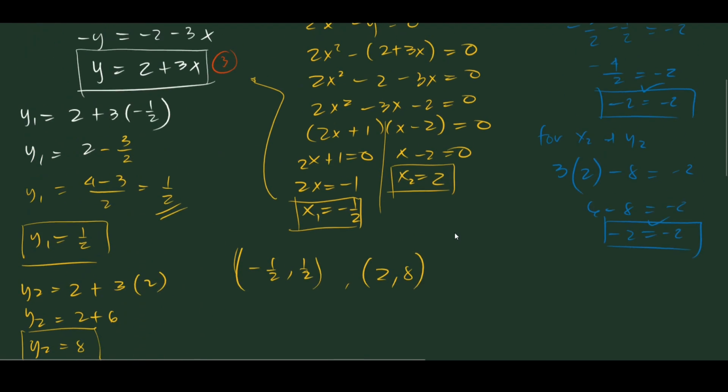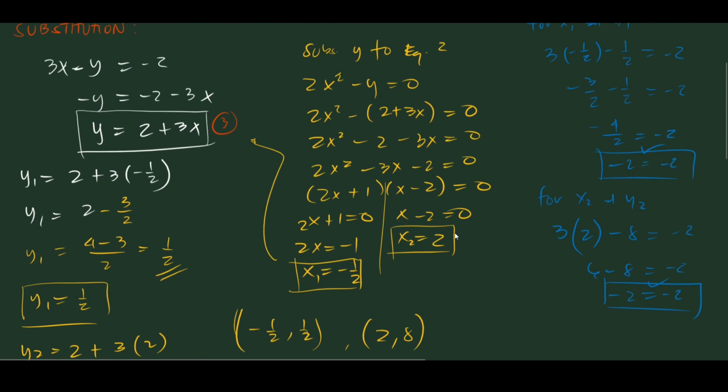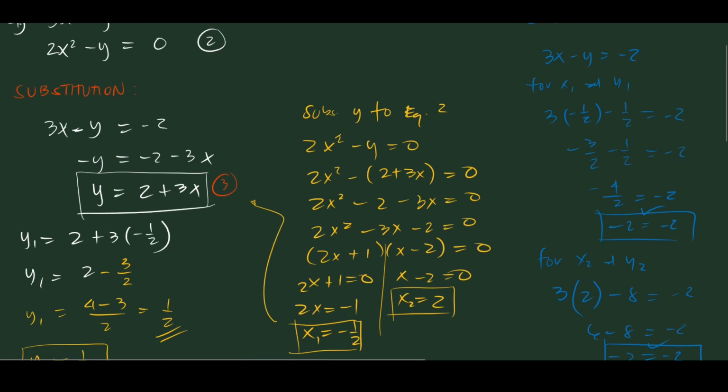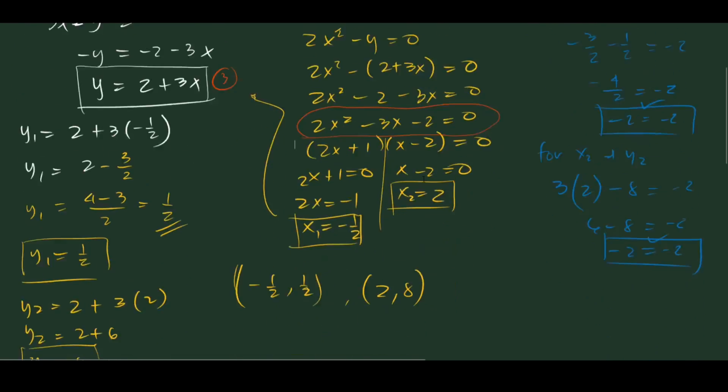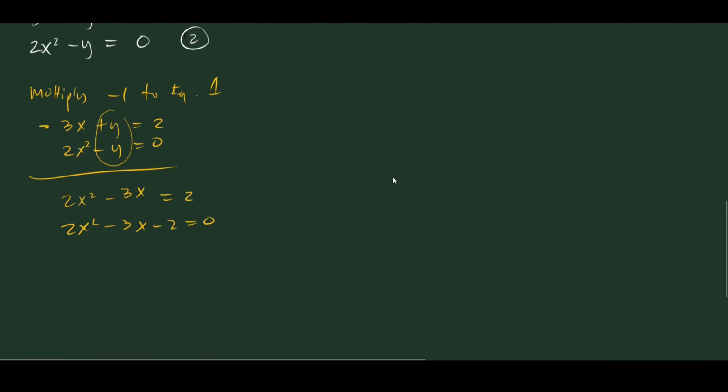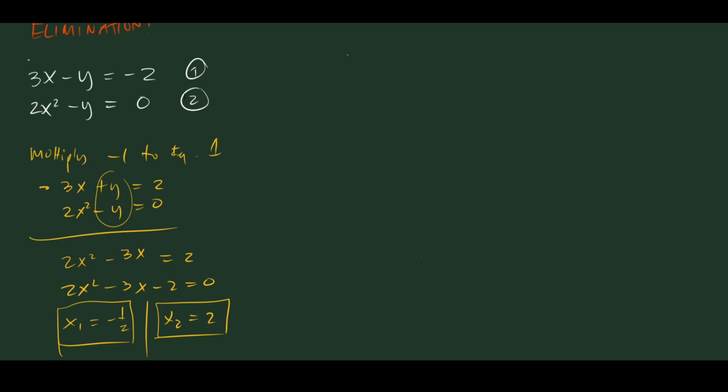Okay, if we recall, this is the same equation right here. So of course we will get the same roots. We will get x1 is equal to negative 1/2, and then x2 is equal to 2. So if we substitute these x1 and x2 to equation 1 or equation 2, we will get the values of y.